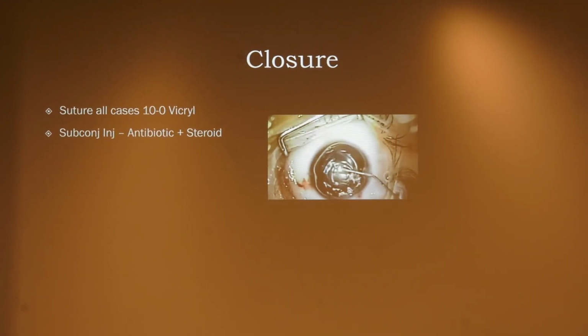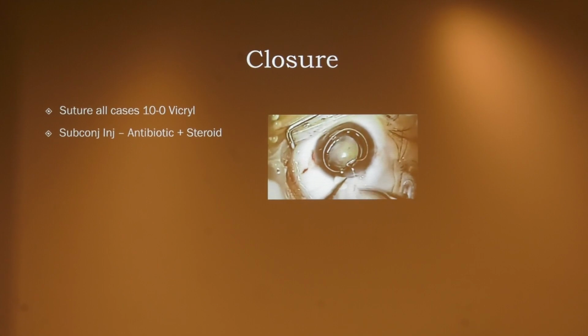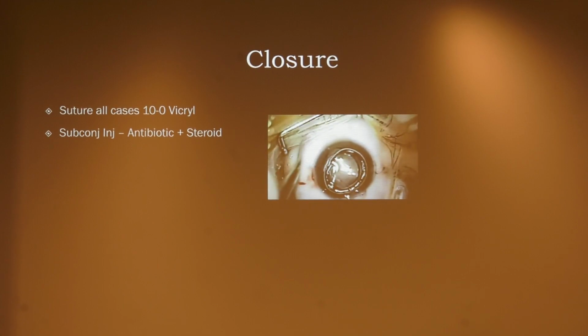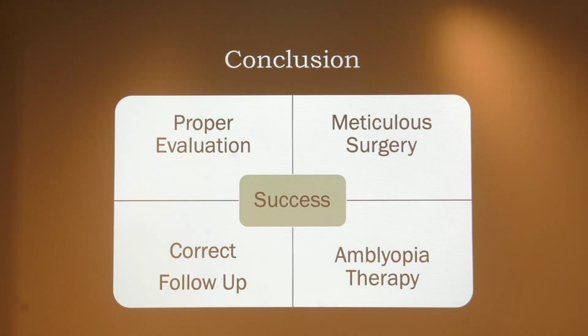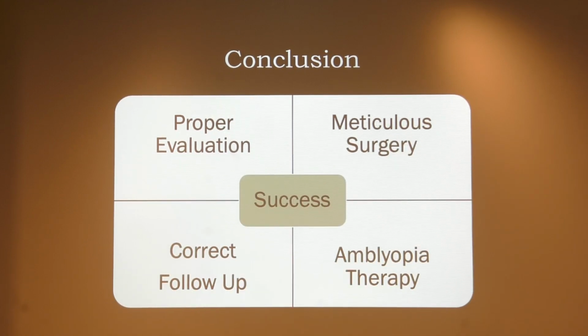Closure, always take a suture. 10-0 Vicryl wound sutures have to be taken. And now, in conclusion, proper evaluation, medical surgery, correct follow-up, and amblyopia therapy will lead to good results for your children. Thank you.